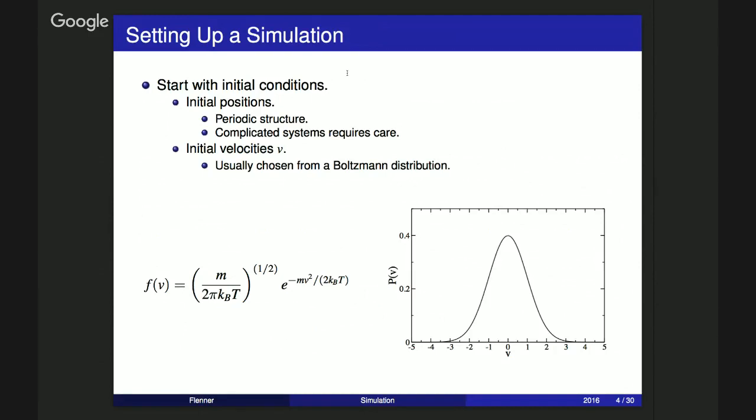Most of the time, the initial velocities are chosen from the Boltzmann distribution of velocities. I think we talked about Boltzmann distributions a little bit. But it can be shown that this is the distribution of velocities at a specific temperature. Fortunately, the velocities most of the time will form a Boltzmann distribution after a while.